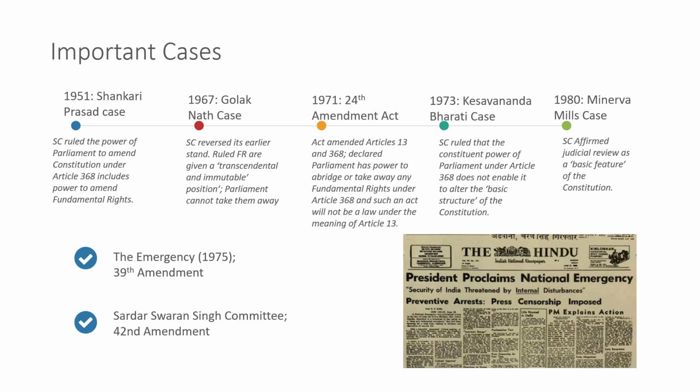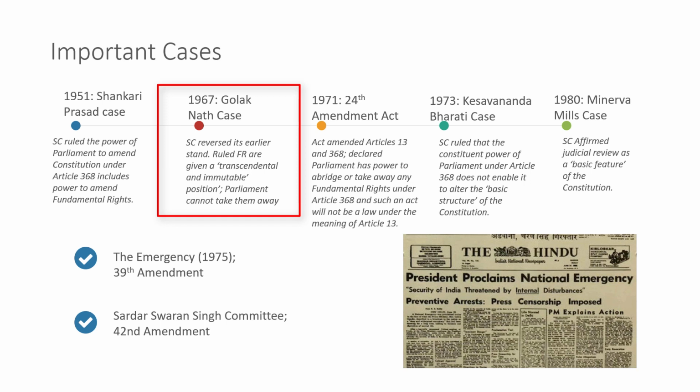However, in the Golaknath case of 1967, the Supreme Court reversed its earlier stand. In that case, the constitutional validity of the 17th Amendment Act of 1964, which had inserted certain state acts in the 9th schedule, was challenged.